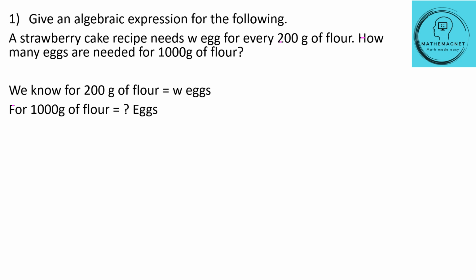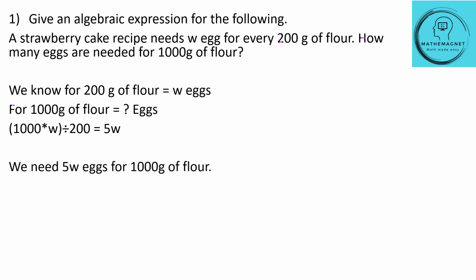So to find how many eggs for 1000 grams, we will have to multiply 1000 into W divided by 200, which will be equal to 5W. That is the number of eggs that will be needed for 1000 grams of flour. Let's look at the next question.